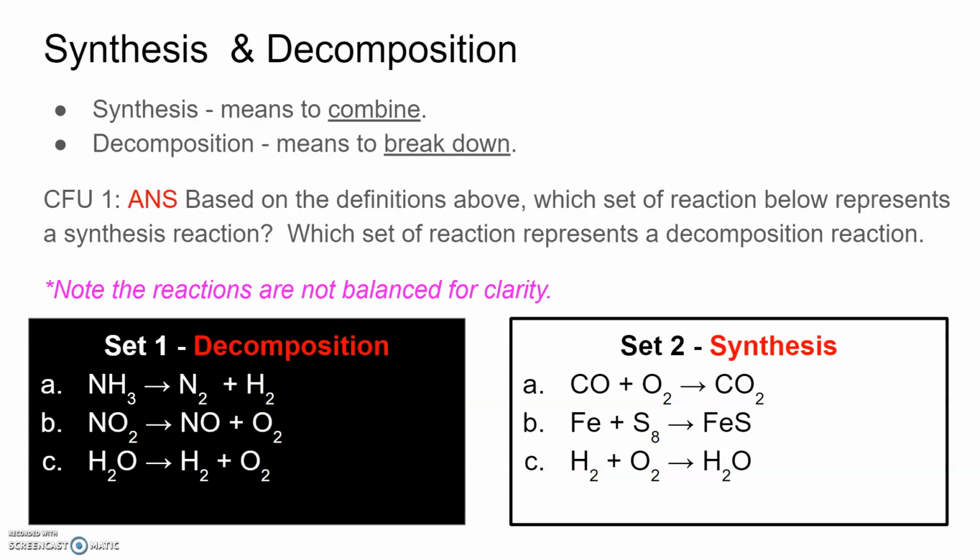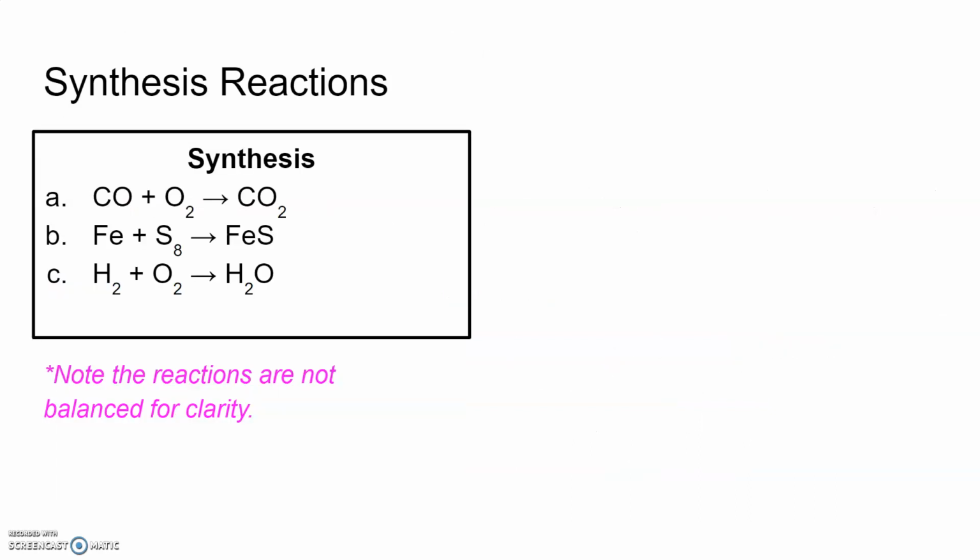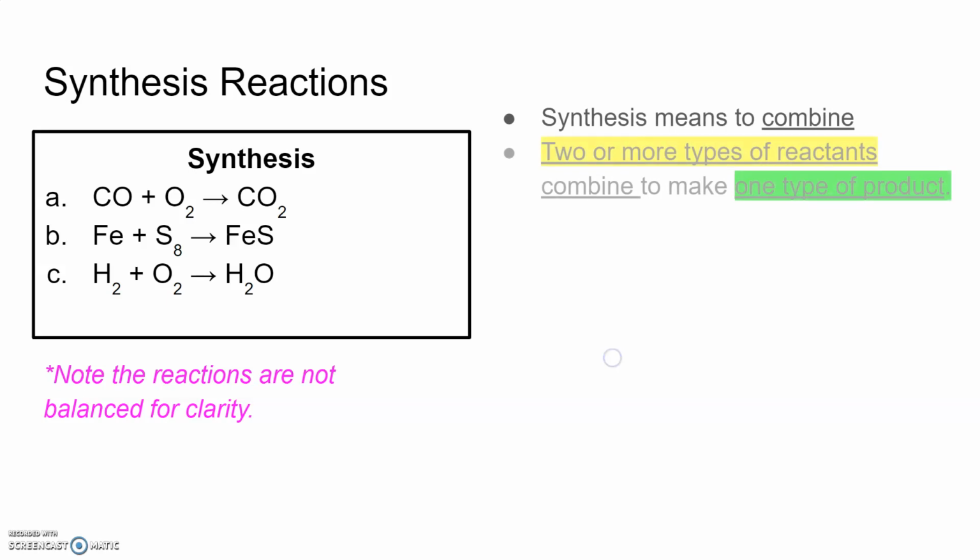Great, so set 1 is decomposition and set 2 is synthesis. So you may be able to figure that out just from the definitions. But if not, we're going to deep dive a little bit further, starting with synthesis. So here are examples of synthesis reactions. Now, synthesis means to combine. And in a synthesis reaction, you're combining 2 or more types of reactants to make one type of product.